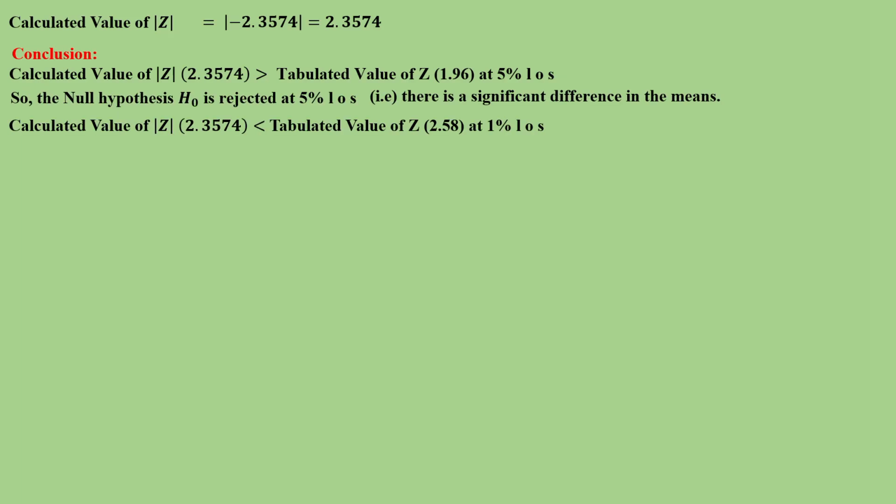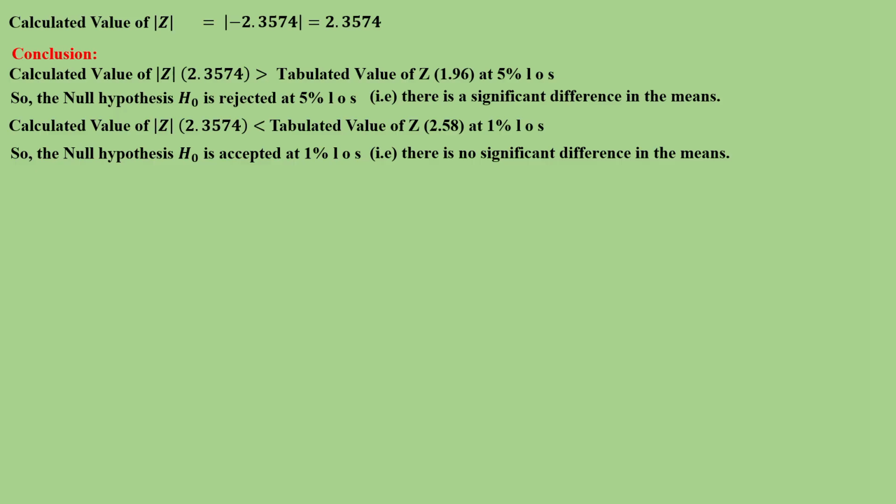So now we are comparing with the tabulated value. At 5% level, the calculated value 2.3574 is definitely greater than 1.96. So H naught is rejected. So there is a significant difference. Next, at 1% level, 2.3574 is less than 2.58. So at 1% level, the hypothesis is accepted. There is no significant difference.